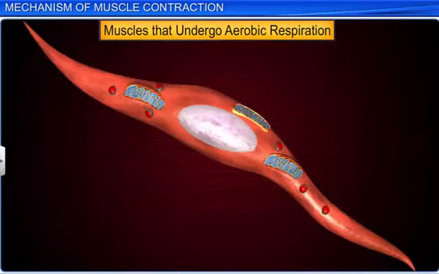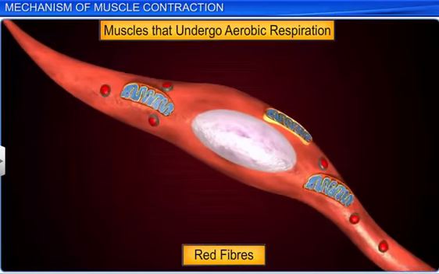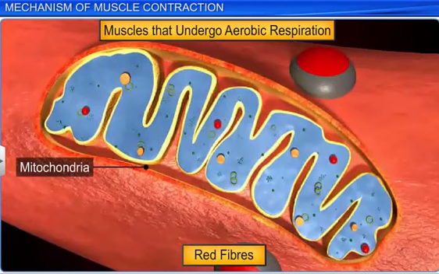Muscles that respire aerobically are also called red fibers. They are thus named because these muscles contain a red pigment called myoglobin that stores oxygen. These muscles also have several mitochondria that consume the stored oxygen for ATP production.